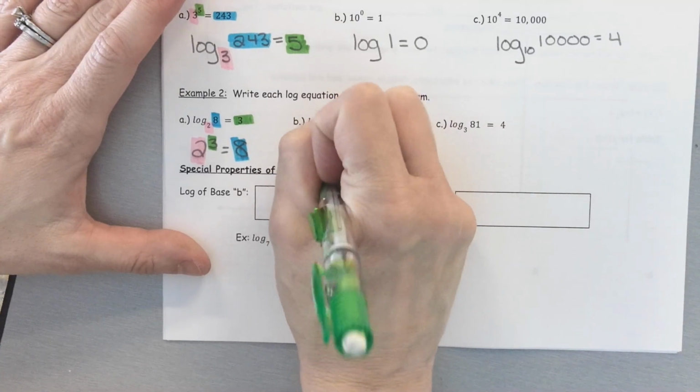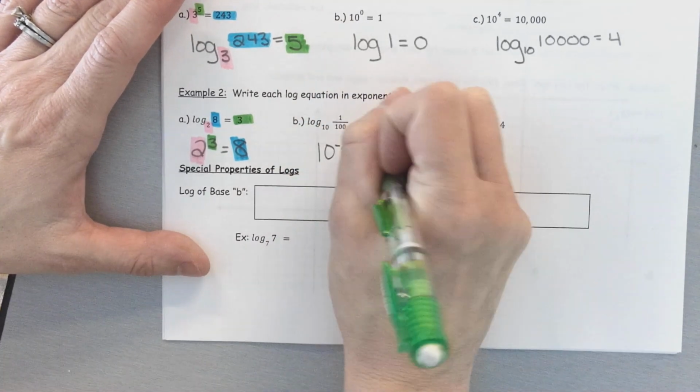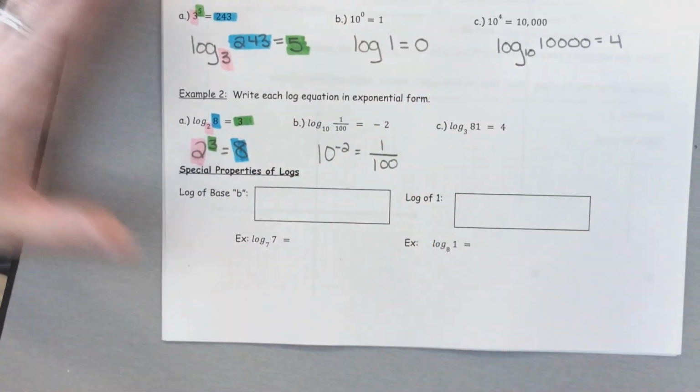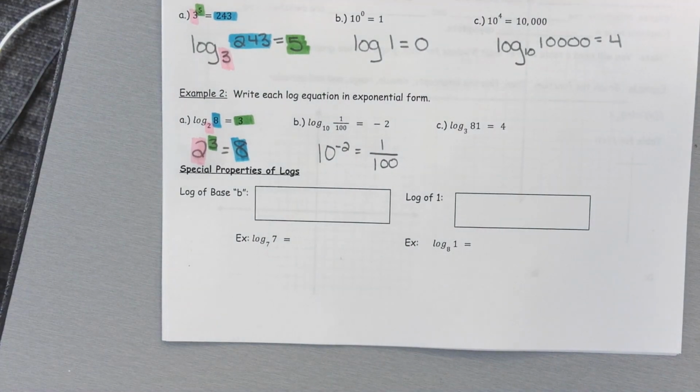10 to the negative 2 equals 1 out of 100. Yeah. And let's think about why this is true for just a minute. Think about it not being negative for a second. 10 is just a 2. What is 10 squared? Almost 100. So the negative is the piece that moves it down to the bottom to make it a fraction.